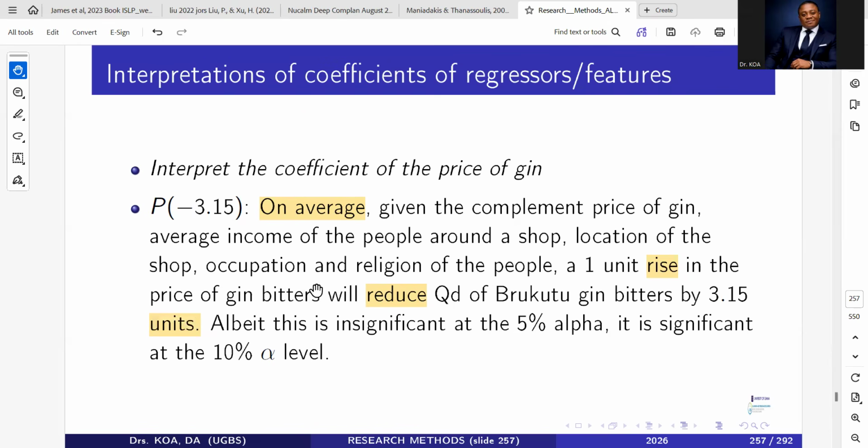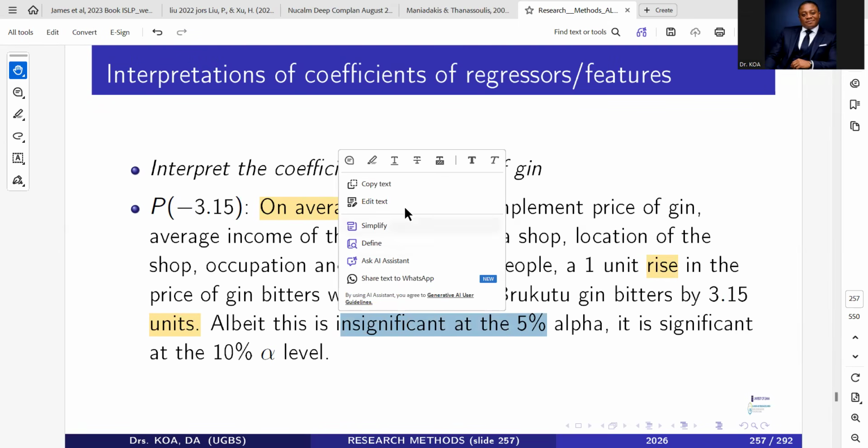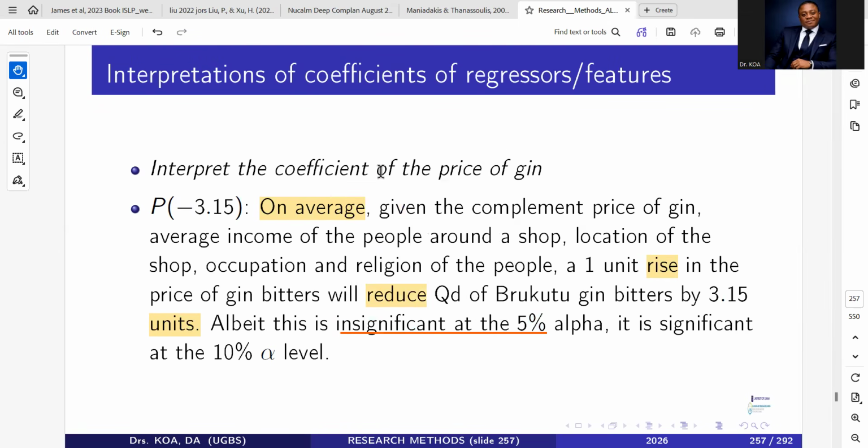Okay. Technically, when you look at price, correct to 2 decimal places, it is significant at 5%. But when you don't do correct to 2 decimal places, it will not be significant. That's why he said it's insignificant at 5%. But it's actually significant at 10% because the p-value is less than 10 when you check it.